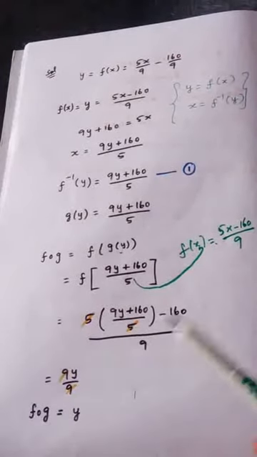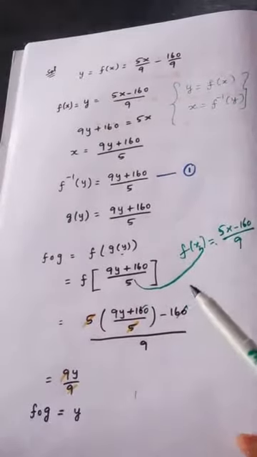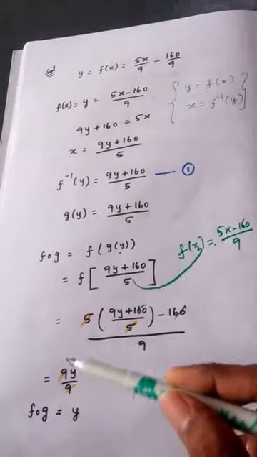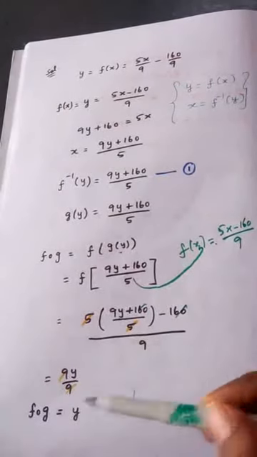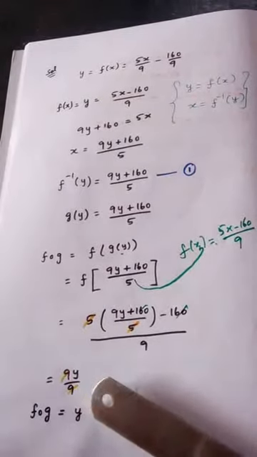Try to understand. And 5 gets cancelled. 160 minus 160 gets cancelled. The balance remaining is 9y by 9. 9 gets cancelled. So f composite g is equal to just y. What we have proved? F composite g is equal to y. One condition we have got.